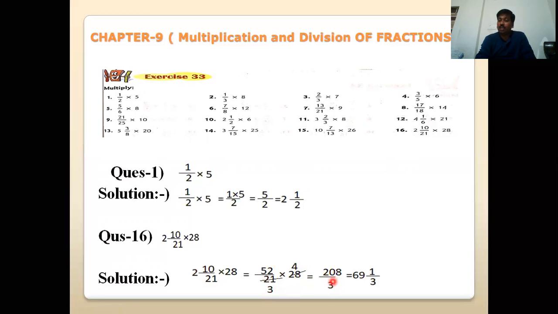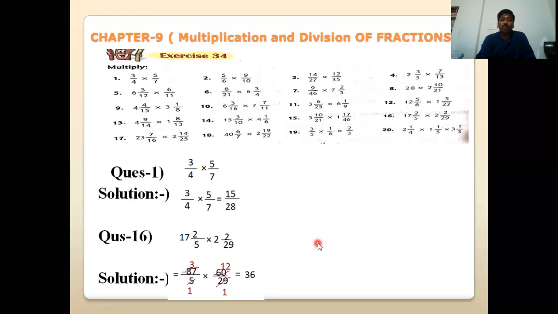And now this is also an improper fraction. Then we will change it into a mixed fraction. When we change it into a mixed fraction, it is 69 whole 1 by 3. Okay, this is your question number 16 and this is the solution of question number 16.